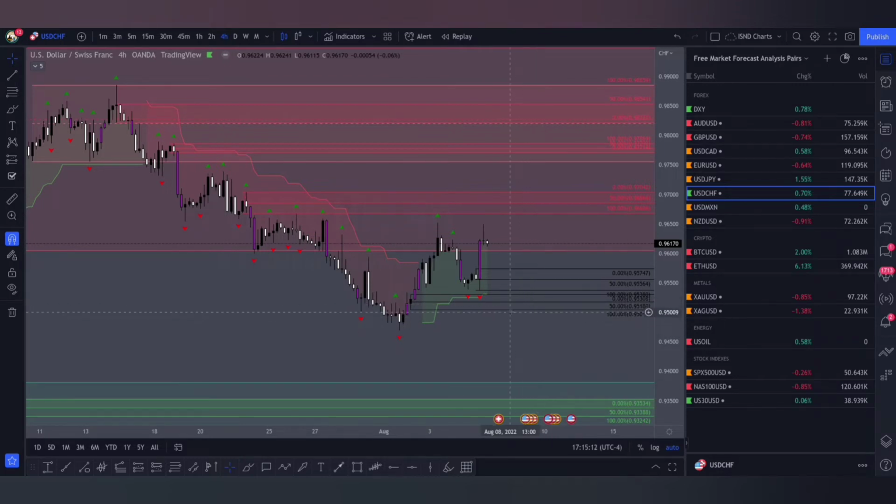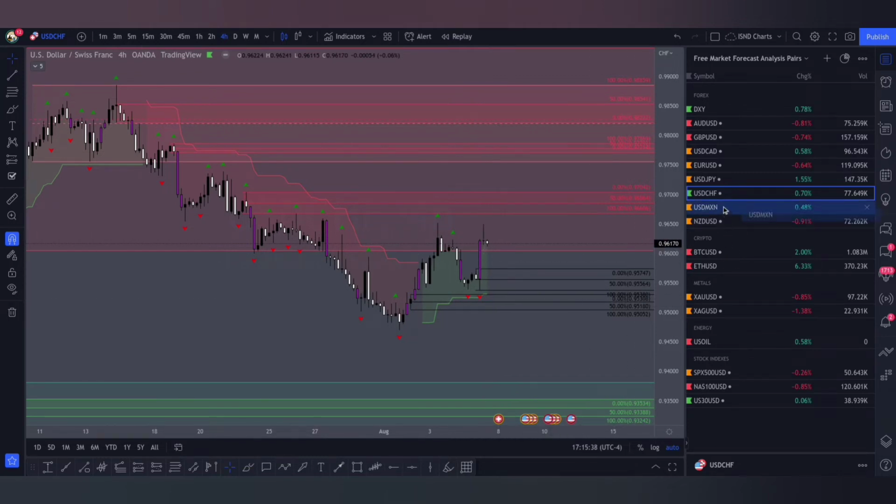So what I'll be looking for is for this pair to possibly retrace back into this unmitigated 4-hour supply, or this unmitigated 4-hour demand, or this unmitigated 4-hour demand, and trade accordingly. So yeah, again, demand is in control, and so I am looking to take longs on USD Swiss.